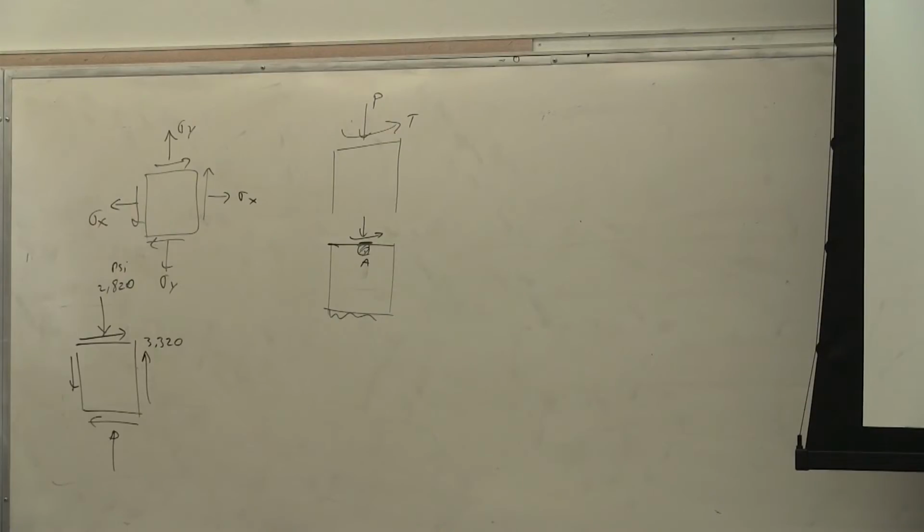What did we calculate here? We calculated this state of stress. Yes or no? This is X, this is Y. X happened to be a compressive force because I was pushing it, 2,820 PSI, and the torsion gives me a shear stress going like that. Is that correct or not?